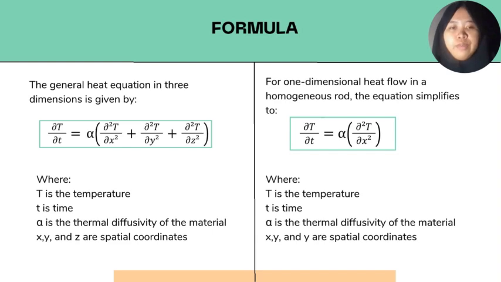And then for one-dimensional heat flow in a homogeneous rod, the equation simplifies to ∂T/∂t = α ∂²T/∂x², where T is temperature, t is time, α is the thermal diffusivity of the material, and x is our spatial coordinate.